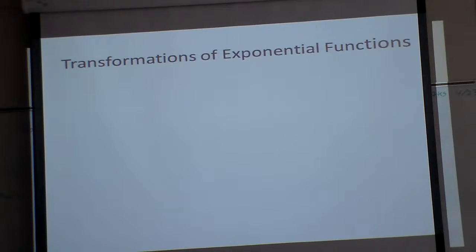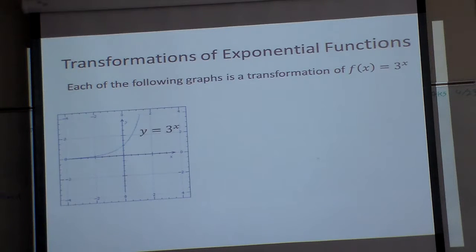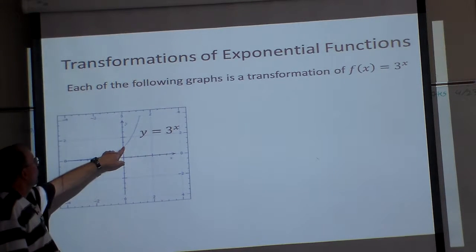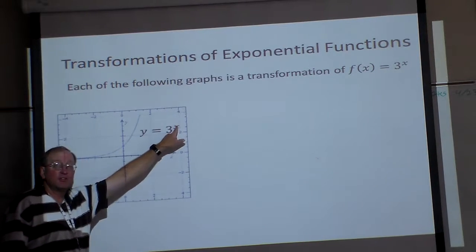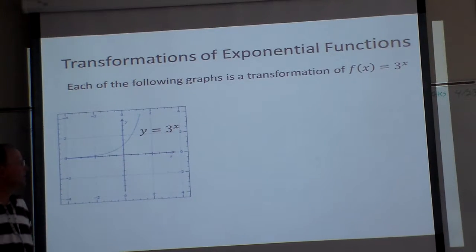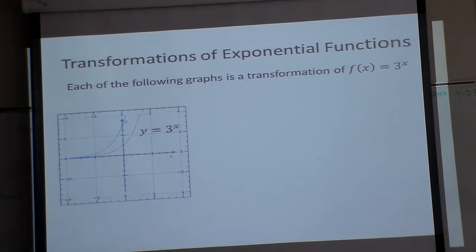Alright, hey, transformations. You know, they're somewhat the same. Let's look at this problem here. This is y equals 3 to the x. Here's our graph. Notice, this is the point (0, 1). It crossed right there because if this is 0, the answer is always 1. So, let's see how it's changed.